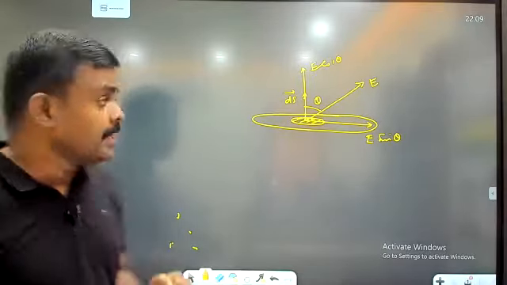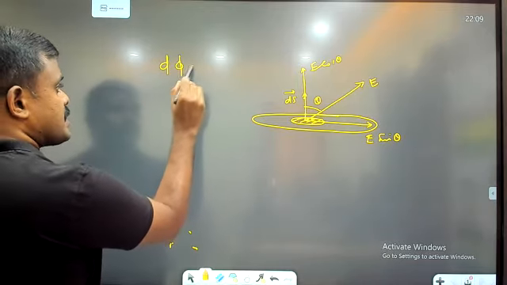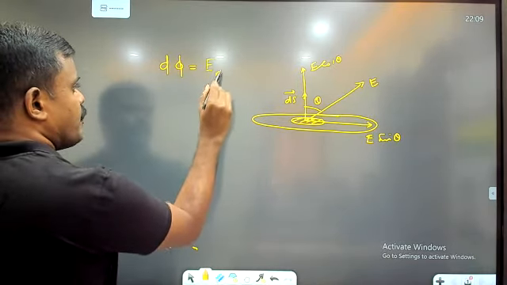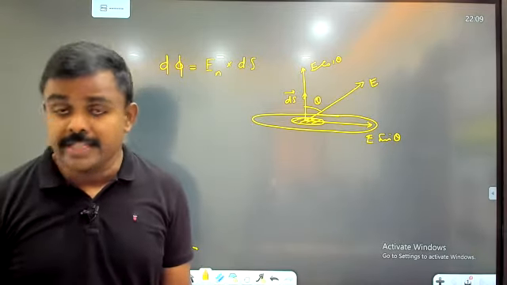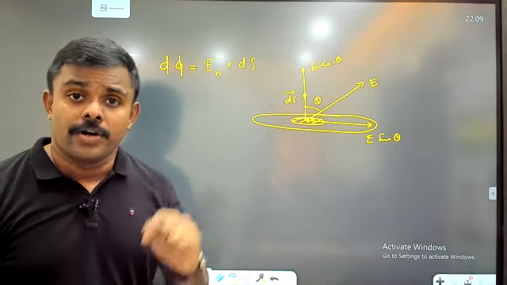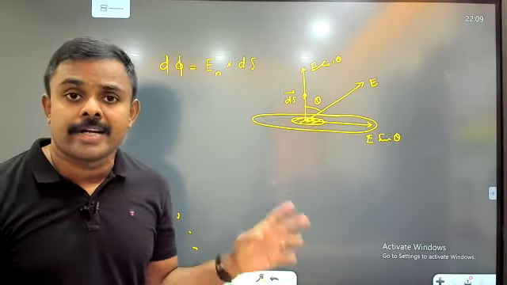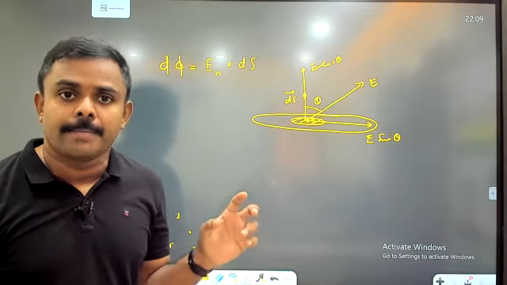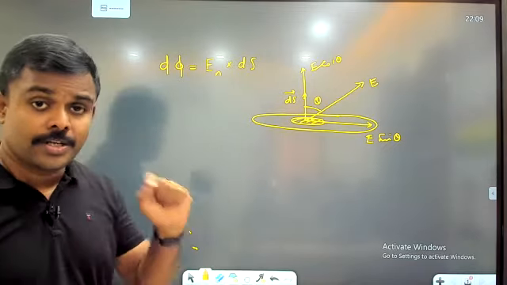And what is flux? This is the first probable question here. A small flux is given by the product of the normal component and the area vector. It's a previous question. Electric flux is the product of what and what? Normal component, not tangential component. It is the product of the normal component and the area vector. This is question number 1. All right. It's a previous question, objective question.